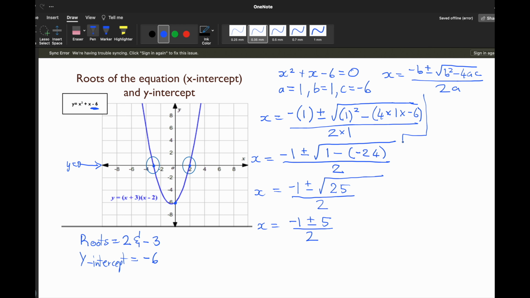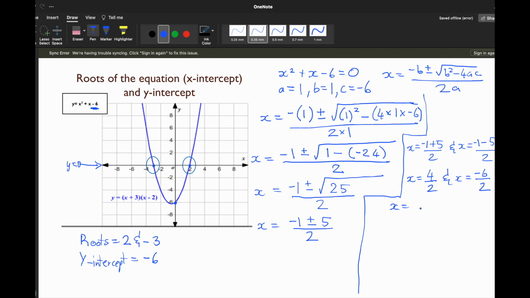So just like we did last time, I'm going to split this. So we're going to say that x is equal to both negative 1 plus 5 over 2, and x is also equal to negative 1 minus 5 over 2. So in that case, negative 1 plus 5 is actually 4. So 4 over 2 is x, and then we have x is equal to negative 1 take away 5 is negative 6. So negative 6 over 2. So x is equal to 4 divided by 2, which is 2.